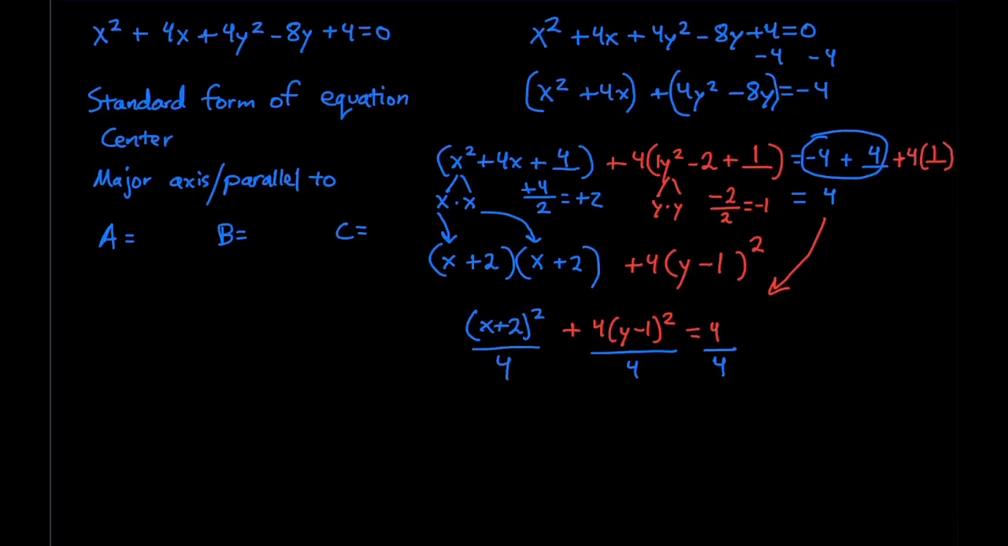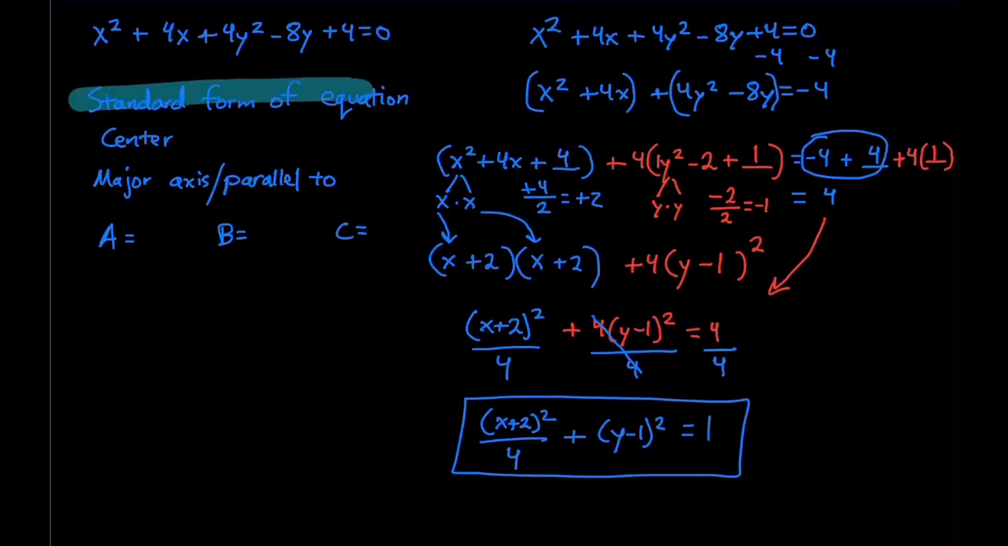And then on this side, we have x plus 2 squared over 4. Here, the 4's cancel each other out, and this is going to be a 1. Now here, we found the standard form of the equation. I'll put it in a box. So that takes care of this first part.